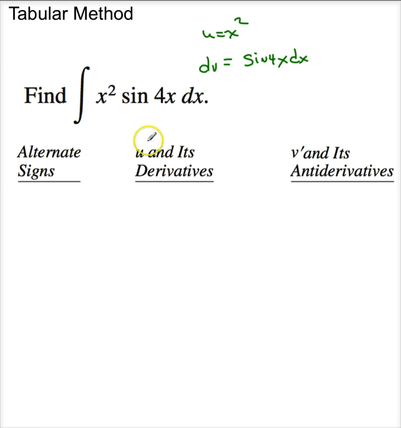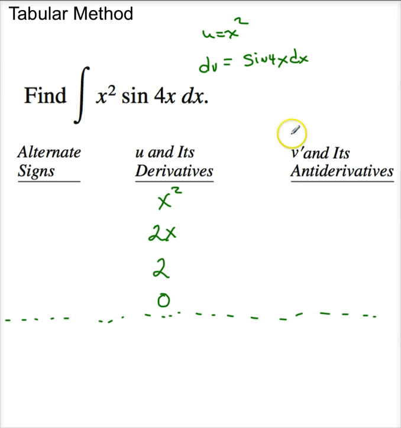So I usually start right here with the u, and I put x squared. Now, the derivative of x squared is 2x. The derivative of 2x is 2, and the derivative of 2 is 0. Now, this is how I know where I'm going to stop. Now, I'm going to come over here and put v primes.